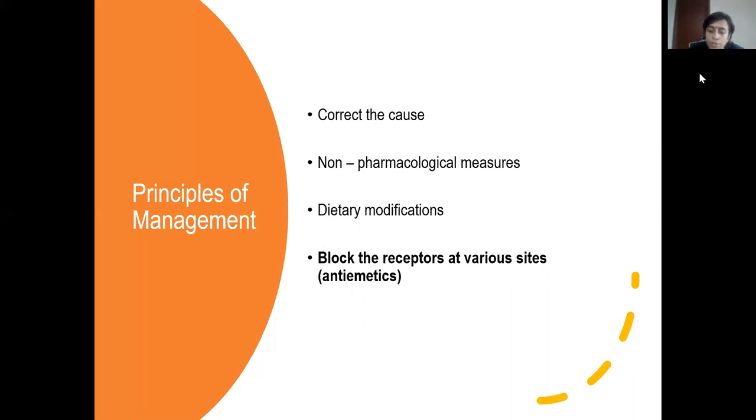Try non-pharmacological measures always along with the pharmacological measures. We tend to ignore the non-pharmacological measures very often, but they have to accompany the pharmacological measures. If the patient's health and situation permit, we can ask for dietary modifications also. And the important part I want to emphasize today will be how to block the receptors at various sites. Choosing the appropriate antiemetic, not just giving an antiemetic, but choosing the appropriate antiemetic. What is the cause of vomiting? What is the receptor involved? What is the site involved? And then block those receptors so that you can have better control of nausea and vomiting.